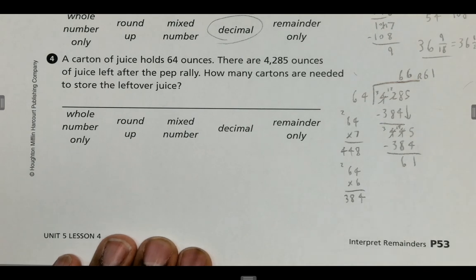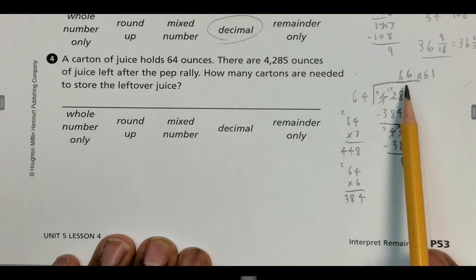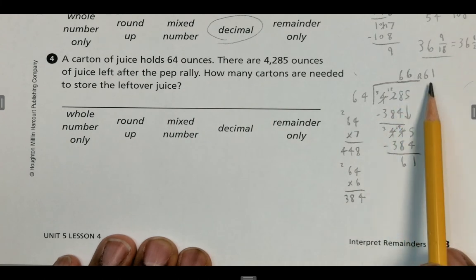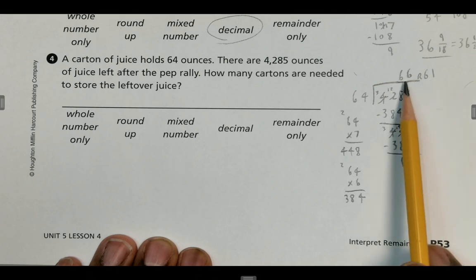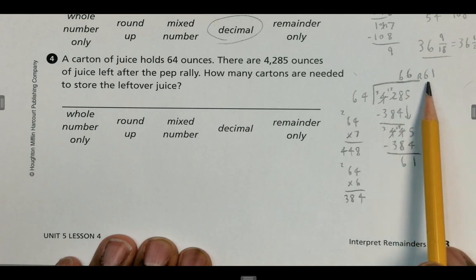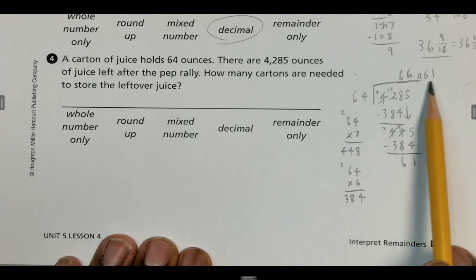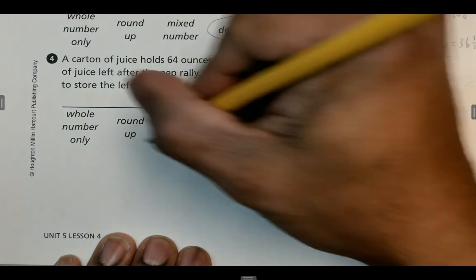So, how many cartons are needed? Well, I could fill up 66 cartons perfectly, and then I'd have a leftover 61 ounces. So, that 67th carton just wouldn't be full all the way, but I still need 67 cartons to store this. So I'm going to round up.